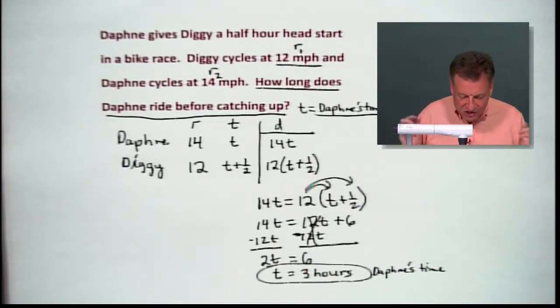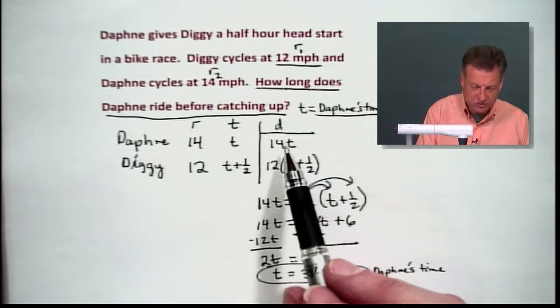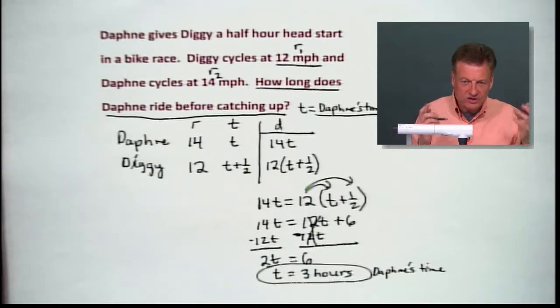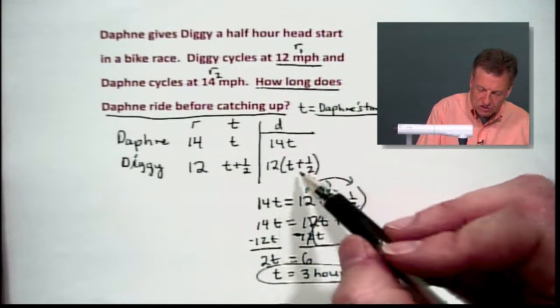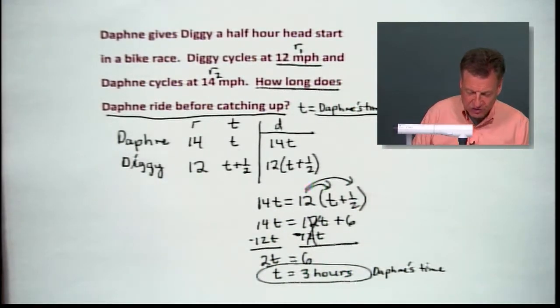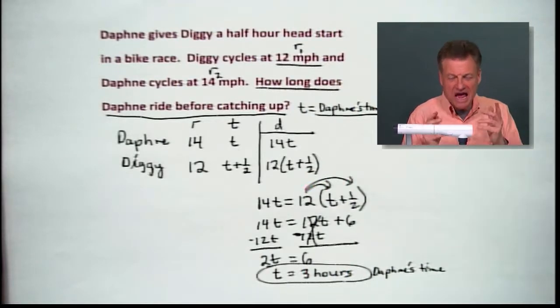Everybody good on that? And they check out very nicely, because let's see what the distance would be. If you take 14 times 3, it's going to give you 42 miles that they've traveled. If you do 12 times 3.5, I guarantee you, 42 miles also. All right? And there's your story on this one. Not so bad, is it?